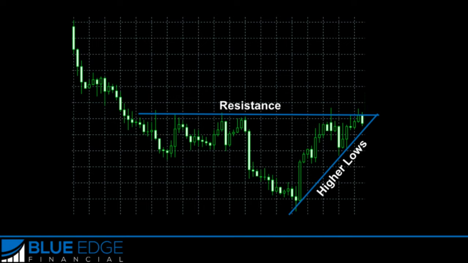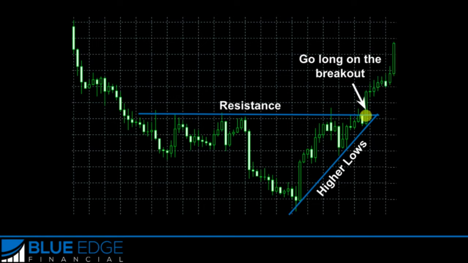We learned that ascending triangles form when there's a resistance level and the price continues to make higher lows. What this triangle tells us is that every time the price reaches a certain high, a lot of traders decide to sell at that level, so price drops back down. But then as price drops back down, traders believe price should be higher and begin to buy again. So there's a struggle back and forth between the bulls and the bears.